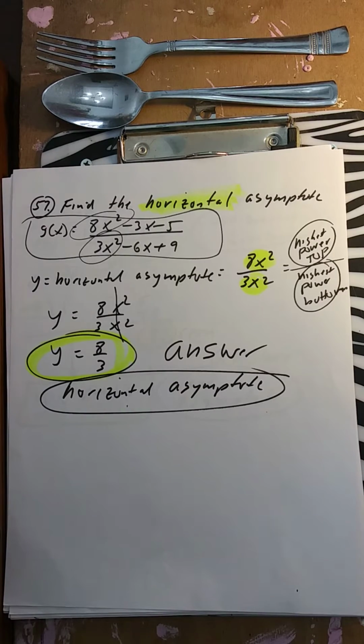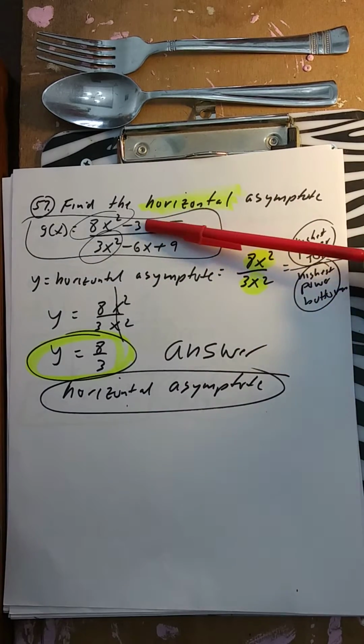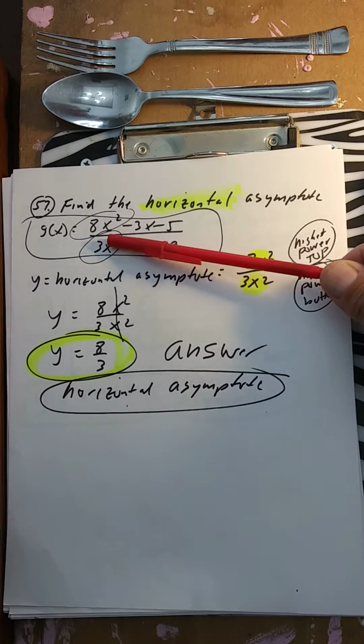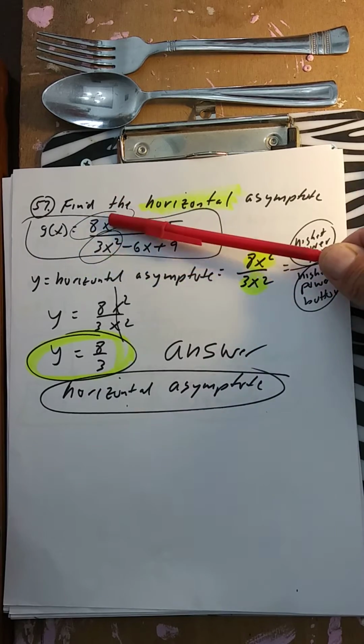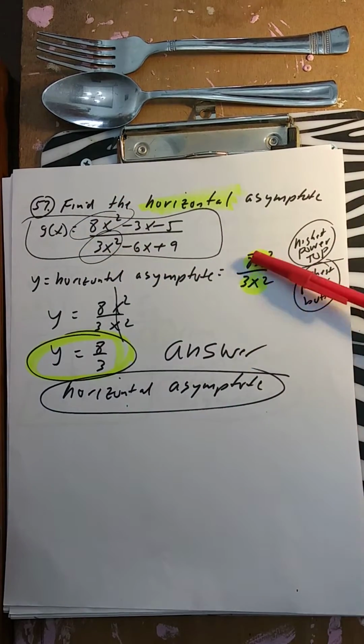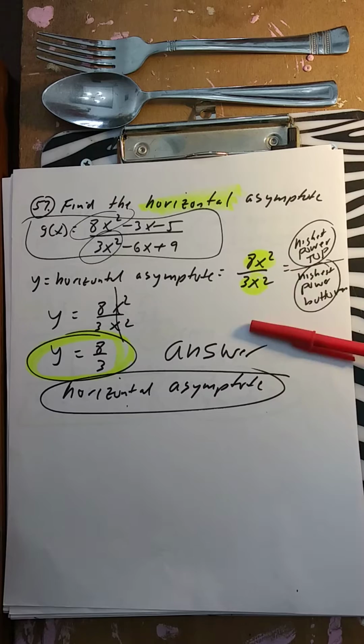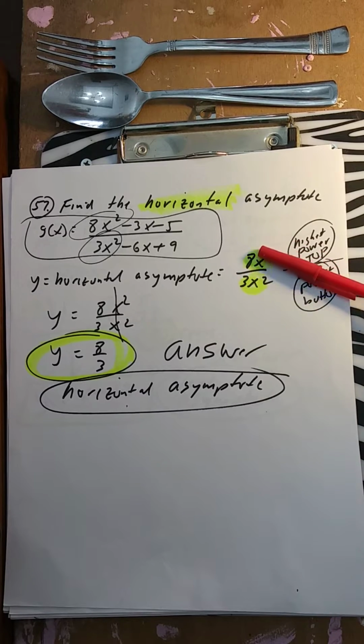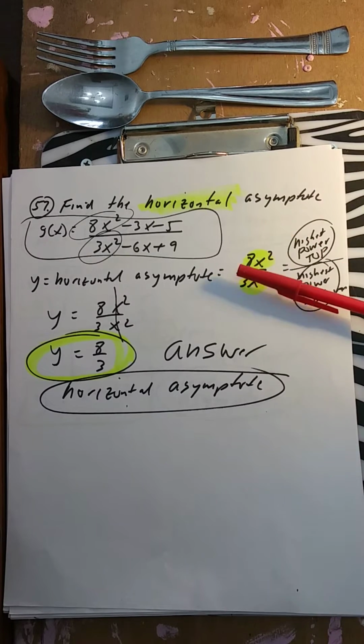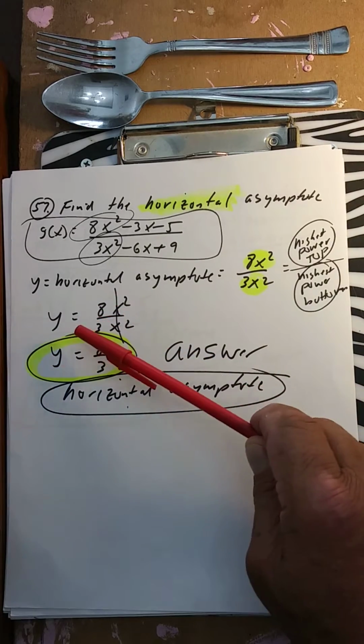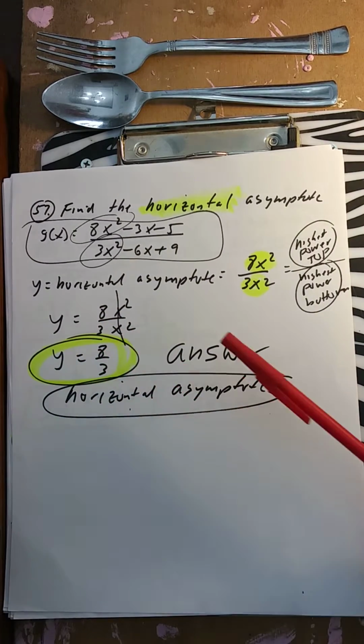Find the horizontal asymptote. Look for the highest power. The highest power here is x squared and x squared there. Top, bottom, numerator, denominator. Put this number on top of this number and reduce, simplify it as much as you can. So this x squared cancels. What's left over is 8 over 3. So y equals 8 over 3 is going to be the horizontal asymptote.